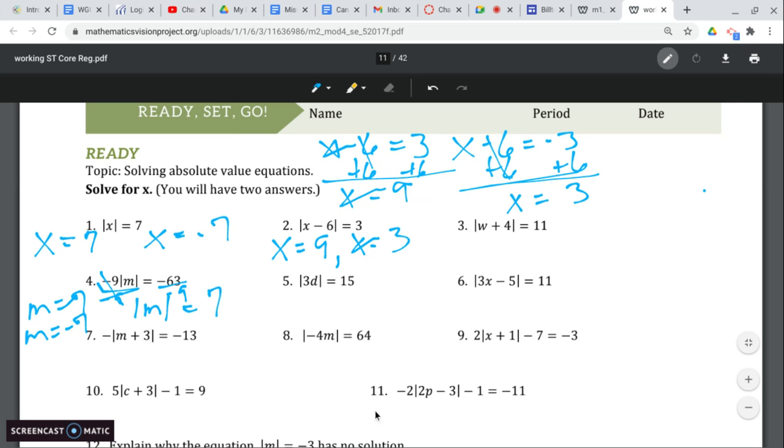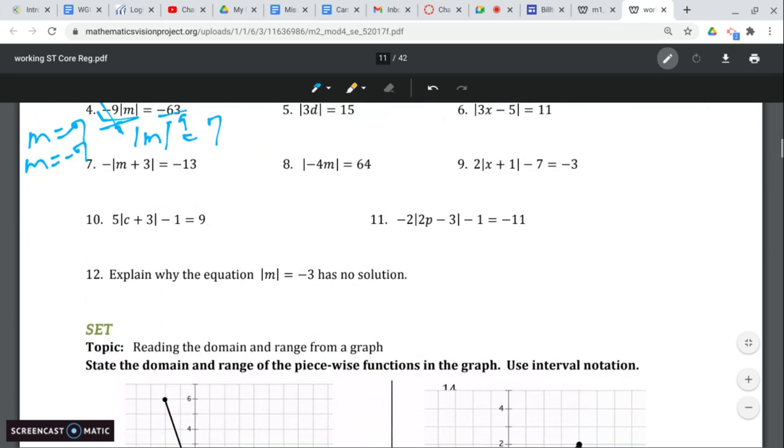All right, the last one of this section I'm going to do with you is number 11. We have negative 2 times the absolute value of 2p minus 3, minus 1 equals negative 11. There's a lot going on in there. Right off the bat, we should notice that it equals a negative number. But first, we need to get rid of everything else around the absolute value before we decide it's no solution. So we need to add this one over.